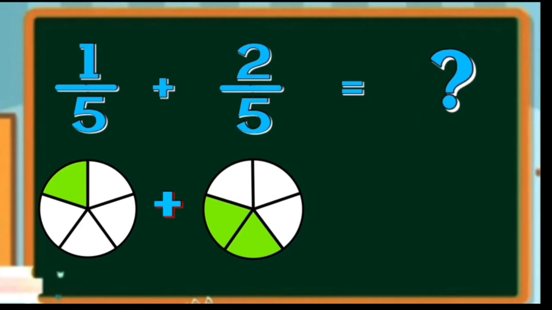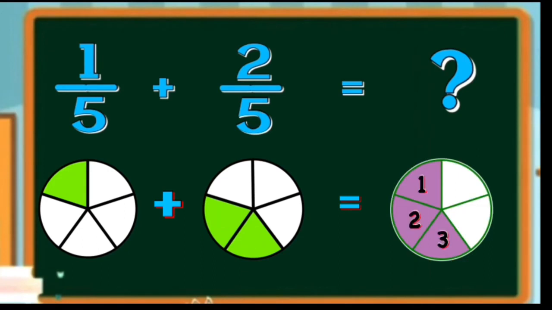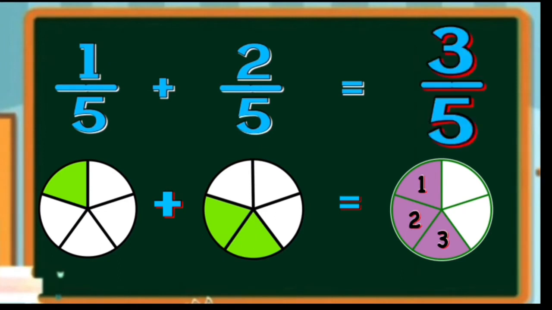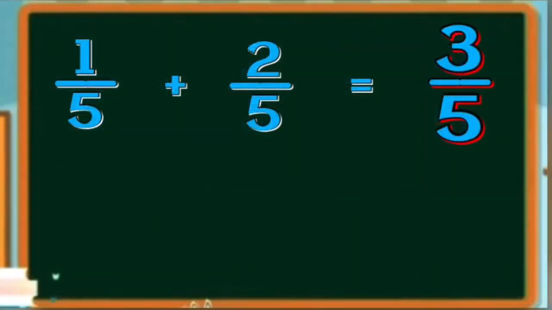Now let us count all the parts taken. 1, 2, 3. So there are 3 equal parts taken in all. That makes 3 out of 5, or 3/5. Now, how are we going to add similar fractions without representations?